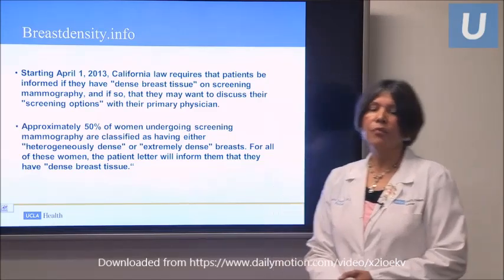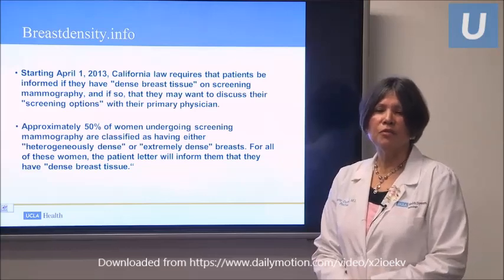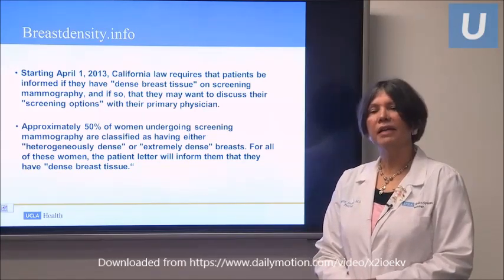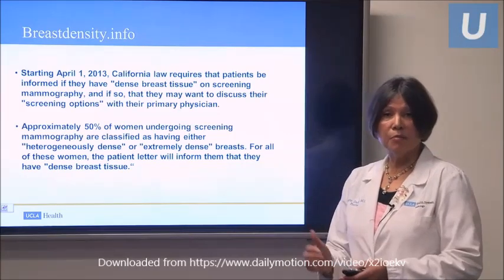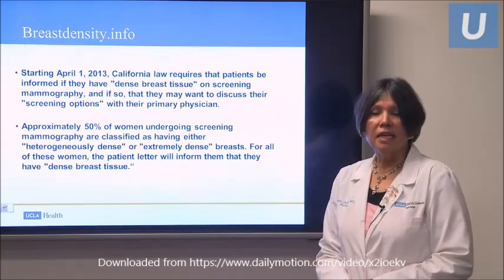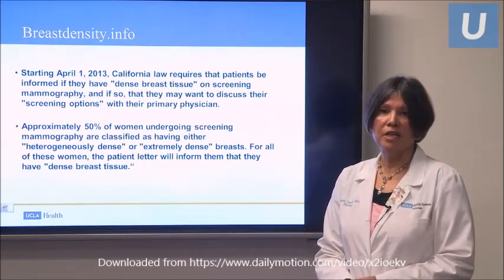In April 2013, there was a California law that required patients to be informed of their breast density. And we have a certain statement on all our mammograms; you will see at the bottom of your report that it's letting you know whether you are a person who has dense breasts.